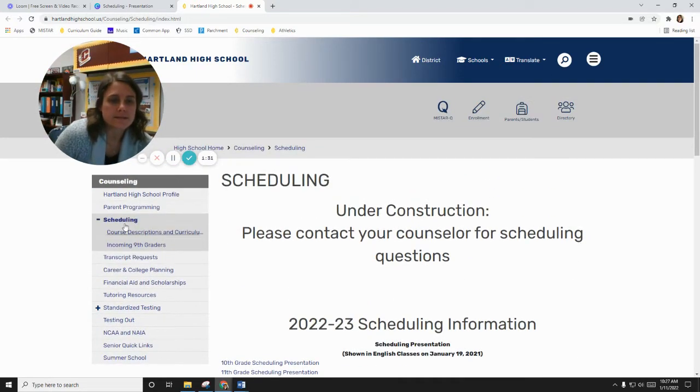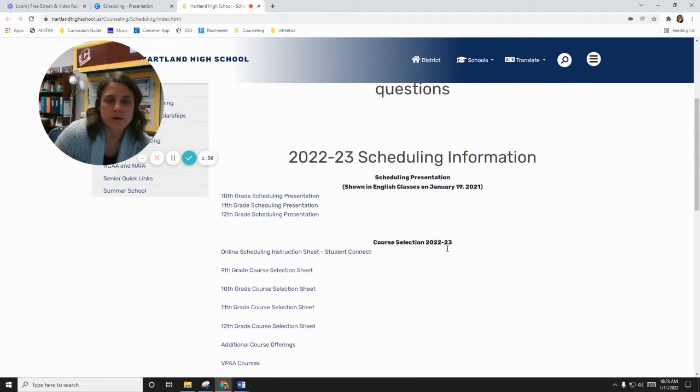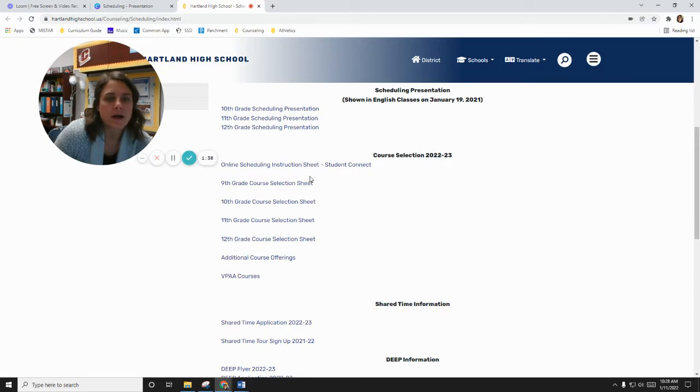So on the left-hand side, you've got the scheduling options, and we're going to spend the first part of this in this section. The course sheets are posted here along with a couple of other handouts that I will review. I'm going to start with the course sheet. We'll walk through step by step how to fill that out, and then we'll talk about getting those requests entered into Student Connect. We'll talk about shared time and some other options for you next year.